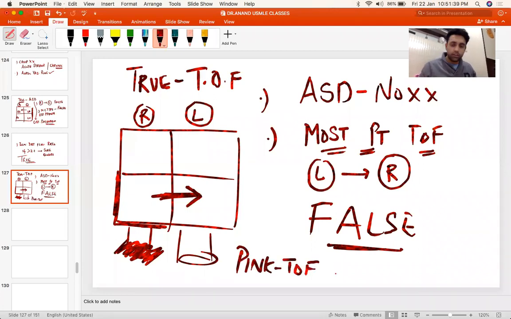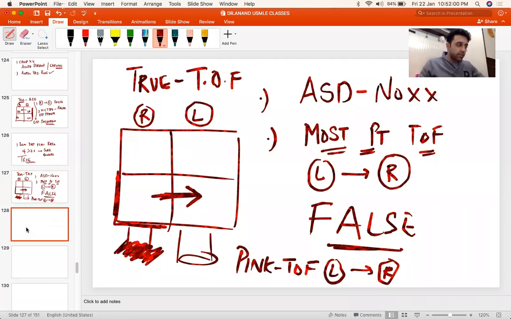The pink TOF is left to right. Why? Because in pink TOF there is a mild obstruction across the VSD. So pink TOF, remember, could be a left to right, but in tetralogy of Fallot in general it is right to left. Right to left, it is important that you should know.